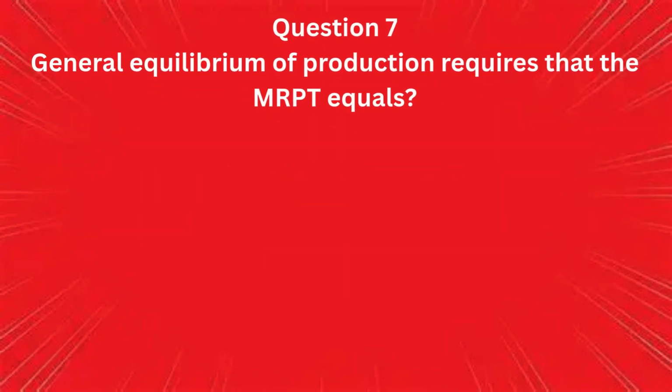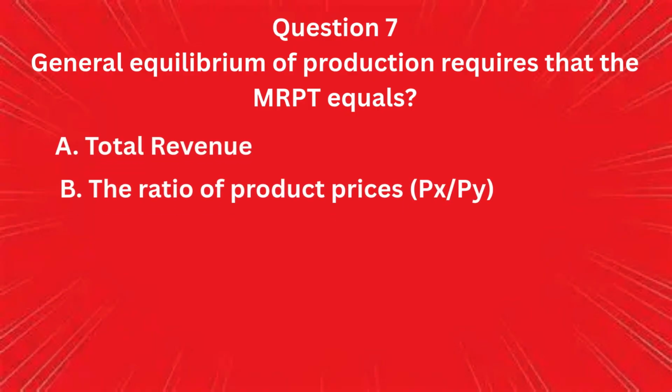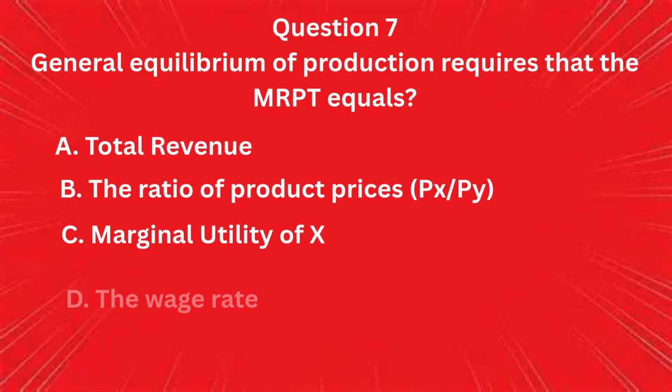Question 7. General equilibrium of production requires that the MRPT equals A. Total revenue. B. The ratio of product prices, PX/PY. C. Marginal utility of X. D. The wage rate.